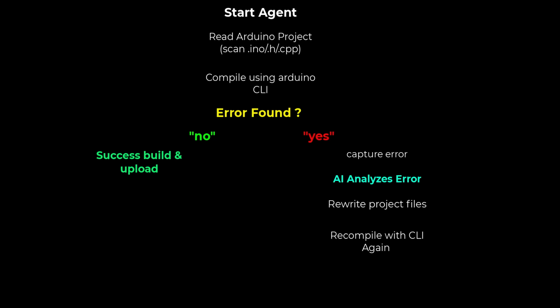After that, the agent recompiles the project again. If there are still errors, the process repeats over and over again until the code compiles successfully. And once everything is clean, it automatically uploads the program to the board.